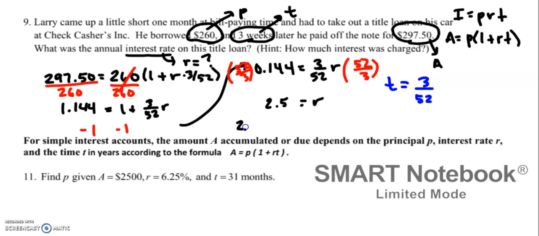So I do 2.5 times 100, and that gives me 250%. So don't take a loan on your car at Check Cashier's Inc. because they're going to charge you 250%.